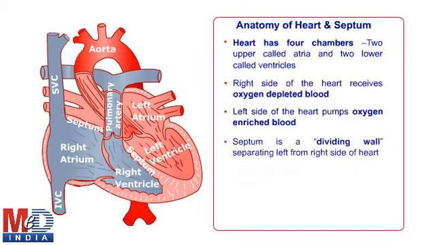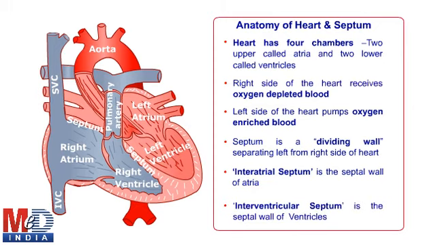This is a cross-sectional view of the heart. The septum divides the heart into left and right. Blue color represents oxygen-depleted blood in the right side of the heart. Red color represents oxygen-enriched blood in the left side.